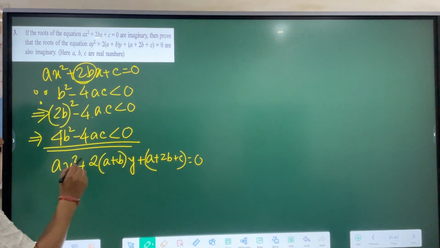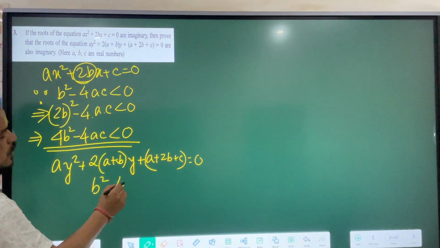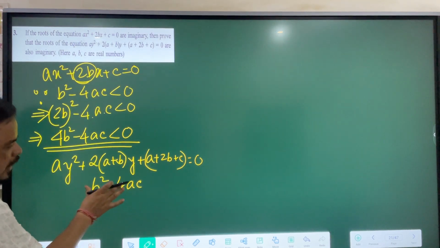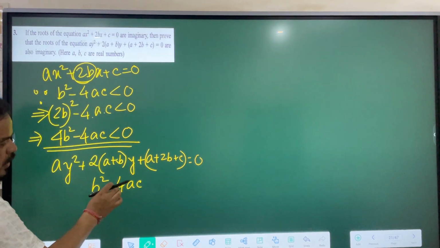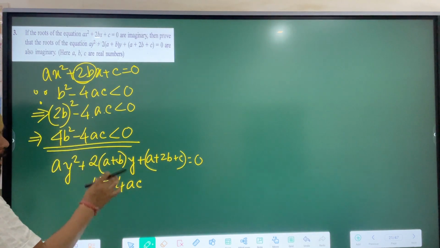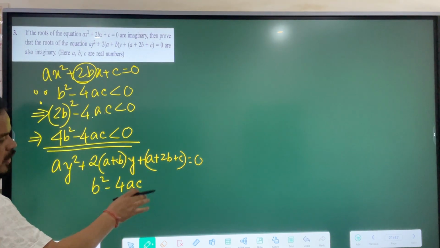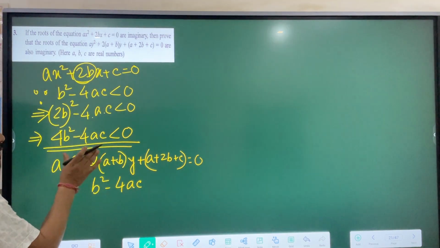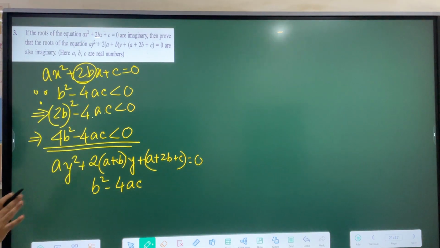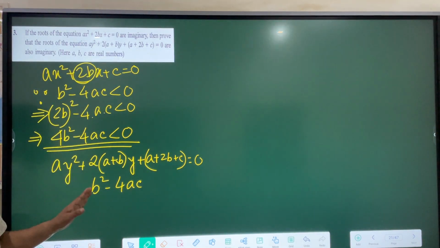So for this, in this case also, we have to calculate b square minus 4ac. We have to do the calculation of b square minus 4ac for this equation. At last, if we get less than 0, then we can say the roots of these equations are also imaginary or not real. We will do the calculation now.